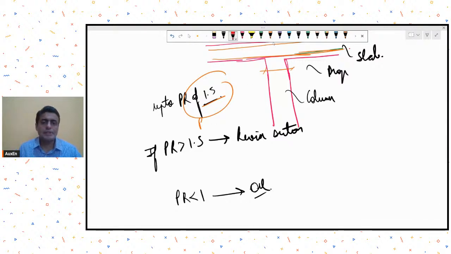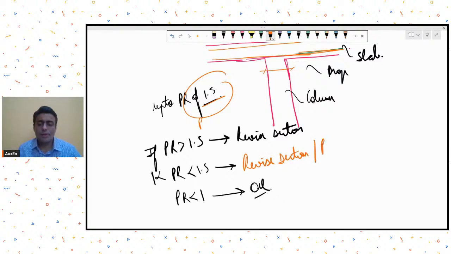If your punching ratio is between 1 and 1.5, what are your options? Please tell me. So then you have the option to either revise the section if you wish to do so, or the code allows you to provide punching reinforcement. Do you understand? This is the basic concept about the punching reinforcement.